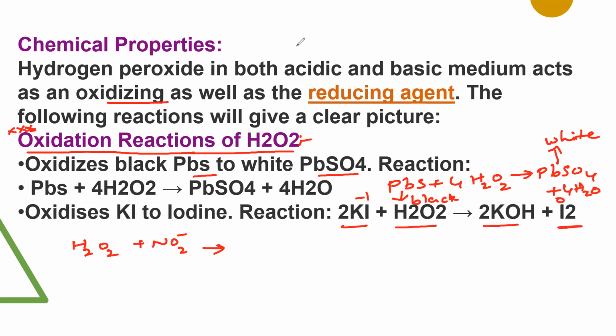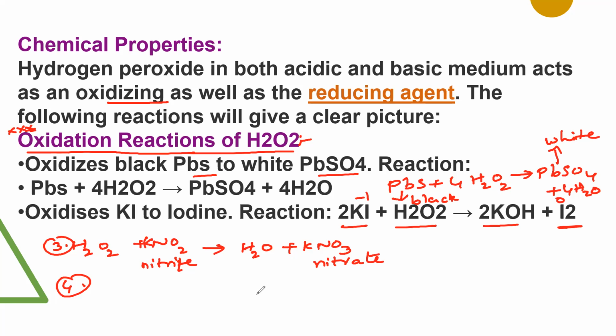Here I'll write the equation pattern. KNO2 plus hydrogen peroxide forms water plus potassium nitrate. So here it is nitrite and here it is nitrate. This is equation 3.